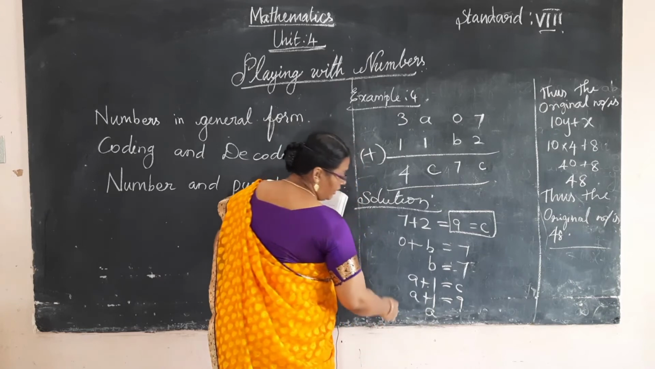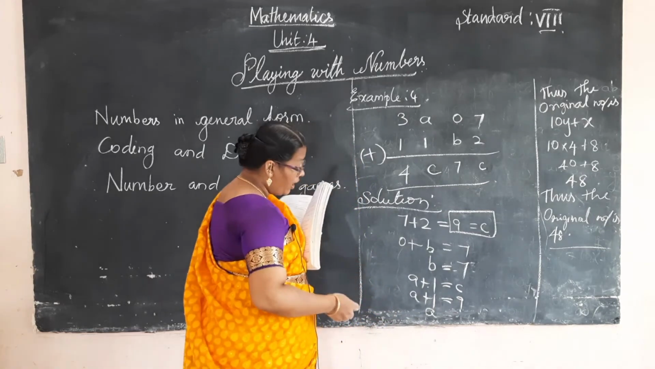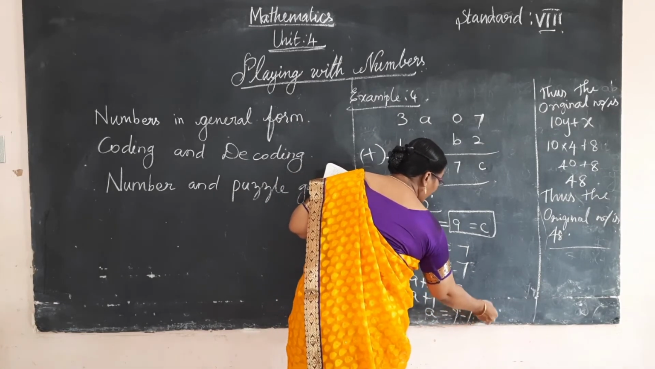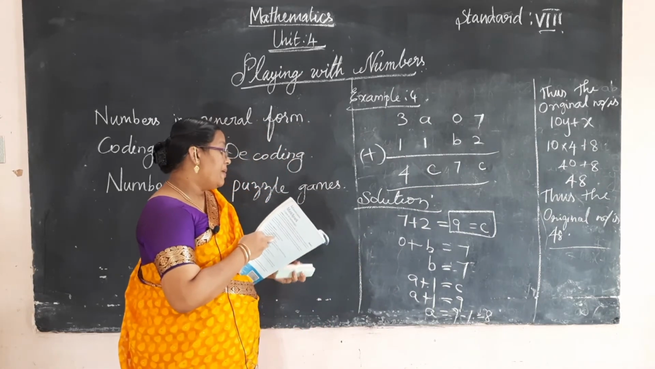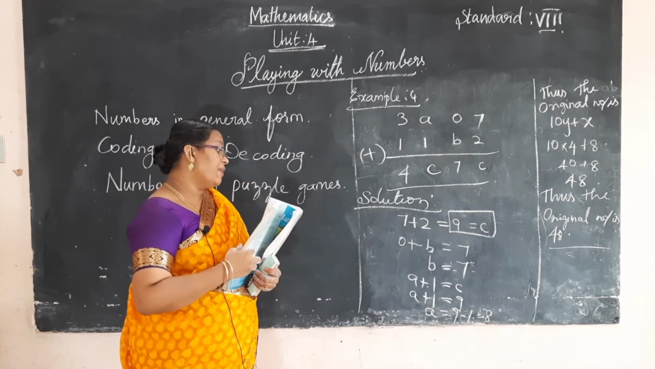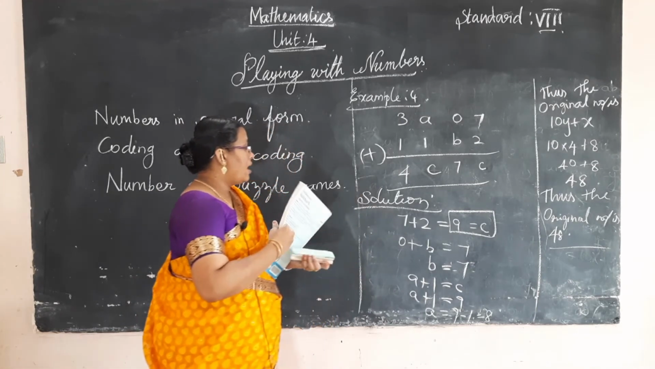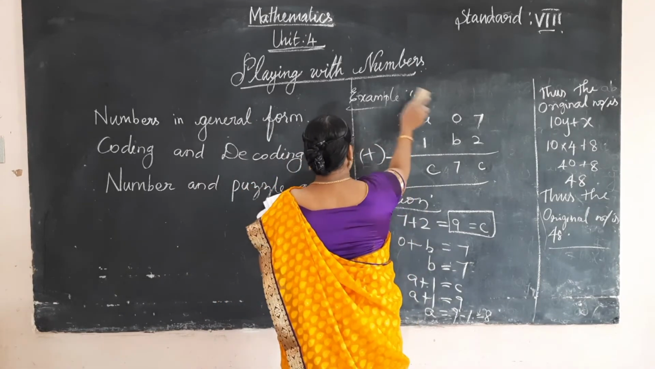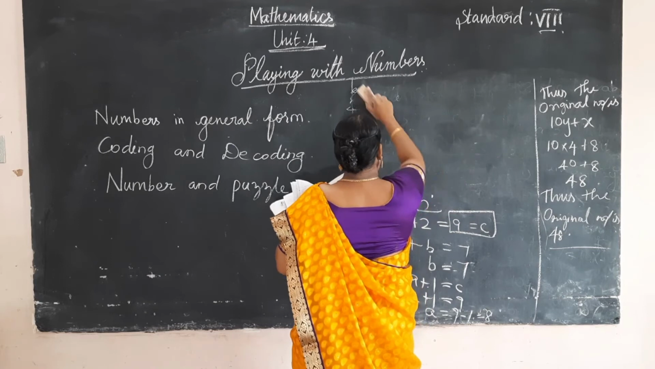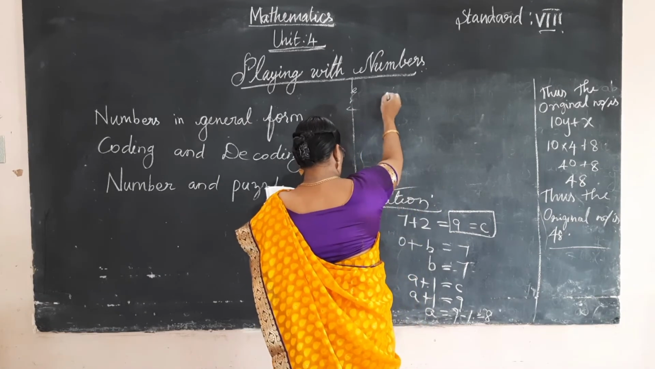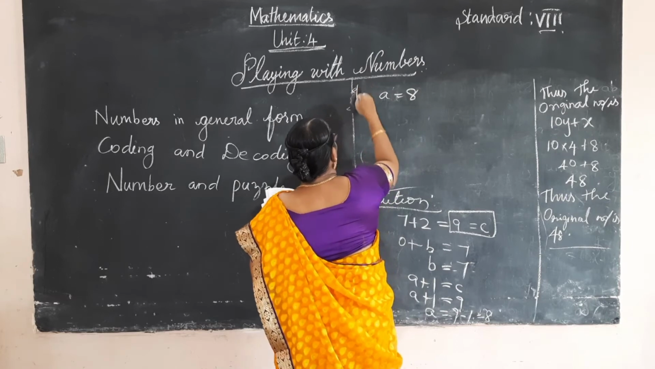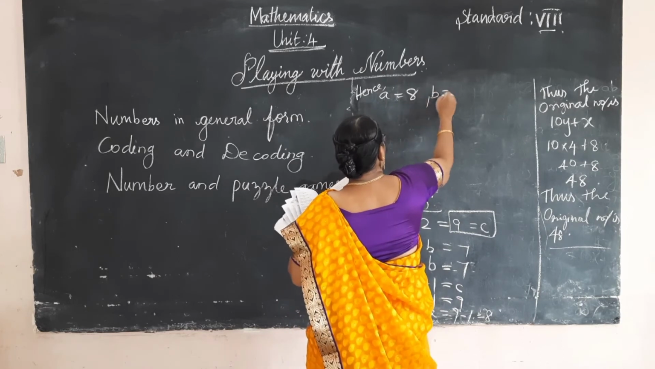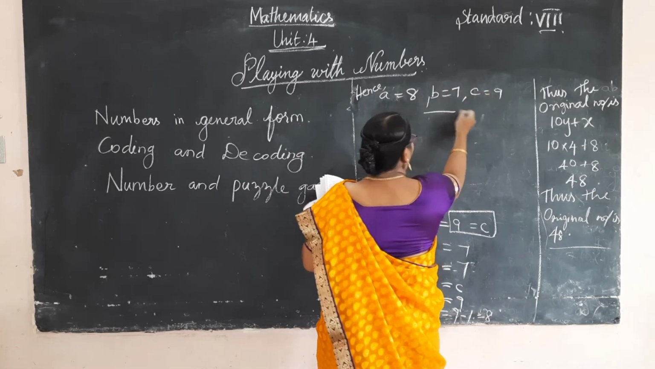We need the value of A. So A is equal to 9 minus 1, which is equal to 8 by using the transpose method. Plus 1 moves to that side, minus 1. So 9 minus 1 is equal to 8. So the answer is A is equal to 8. Hence A is equal to 8, B is equal to 7 and C is equal to 9.